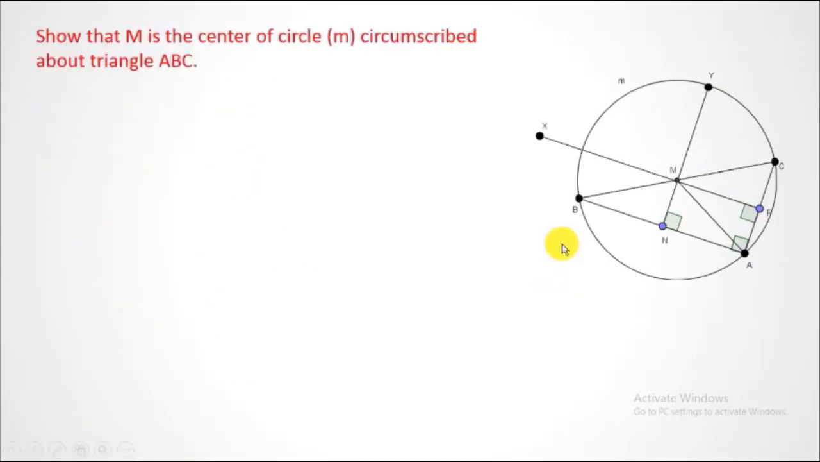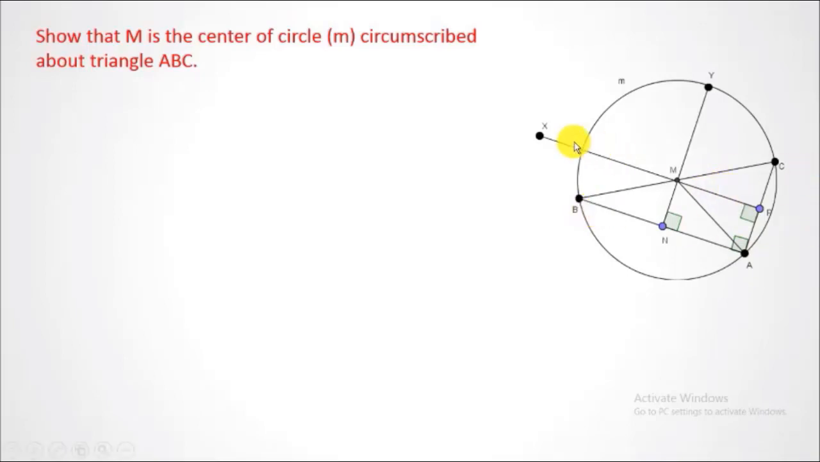Show that M is the center of the circle circumscribed about triangle ABC. How do we show that M is the center of the circle circumscribed about the right triangle ABC? We know that in order to draw the circumscribed circle about any triangle, we first have to draw the perpendicular bisectors of the sides of this triangle.